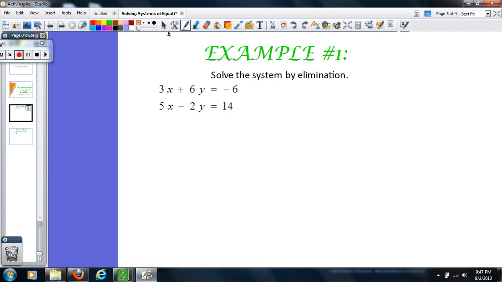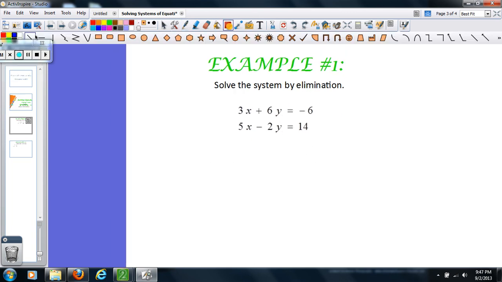So when you have an equation that looks like this, 3x plus 6y equals negative 6 and 5x minus 2y equals 14, this is a system of equations, and we're looking for when are they going to be equal.